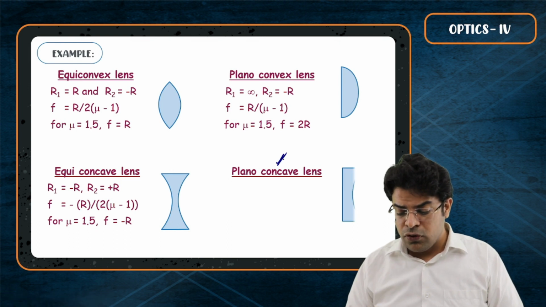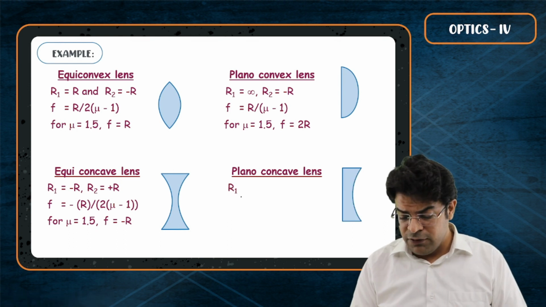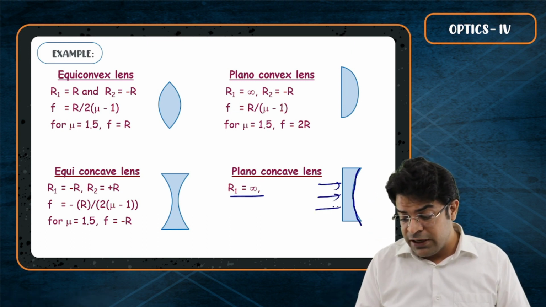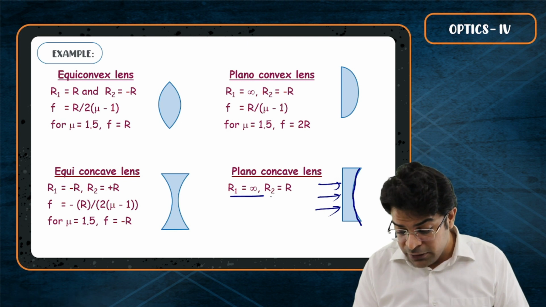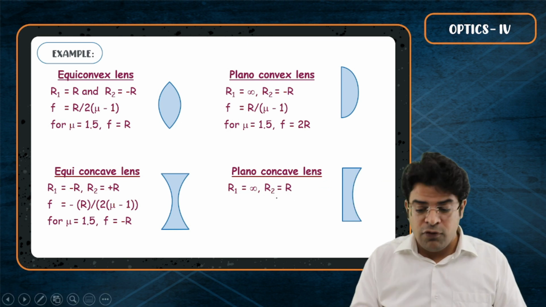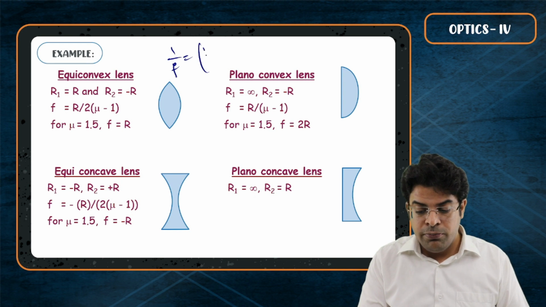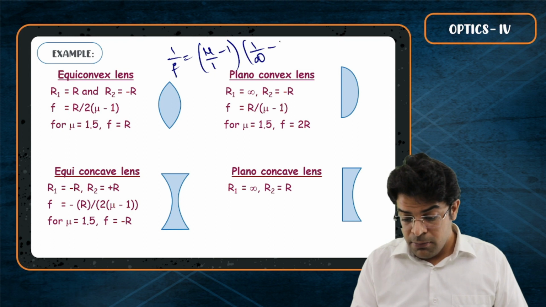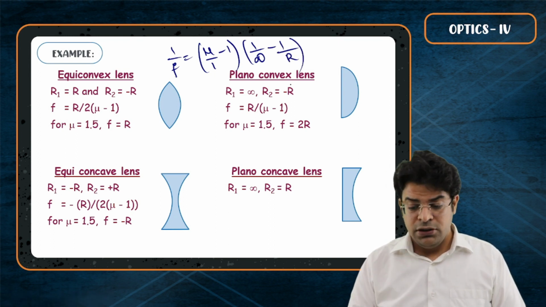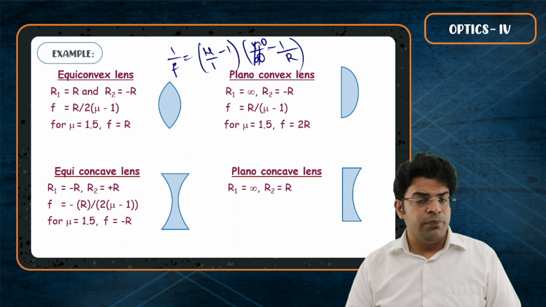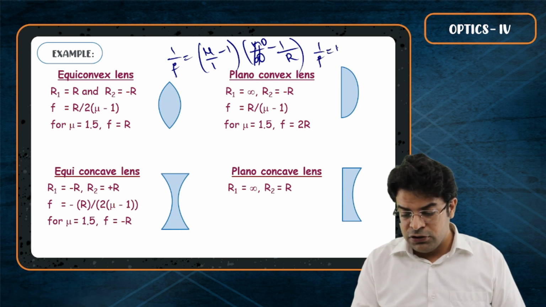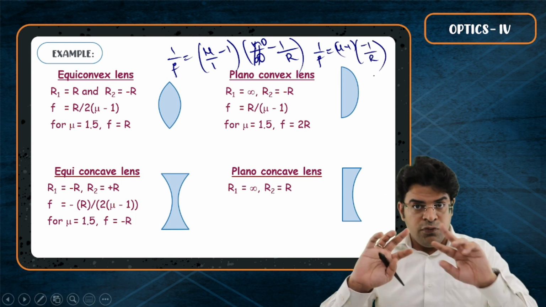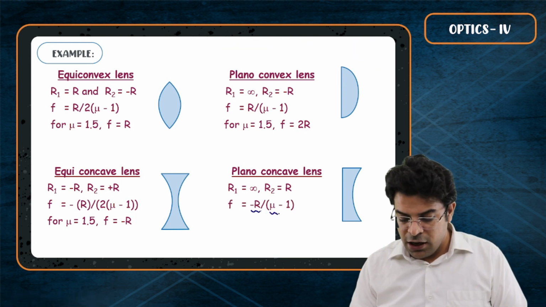And if you have got a plano concave lens, now R1 will be equal to infinity, flat surface, and R2, if you assume incident rays from here, R2 will be plus R. And when you substitute it in the formula, 1 by F equals to mu L by mu S minus 1 into 1 by R1, infinity, minus 1 by R2, R. This 1 by infinity becomes 0. So what you get is 1 by F equals to mu minus 1 into minus 1 by R. On flipping it, you get F equals to minus R upon mu minus 1.